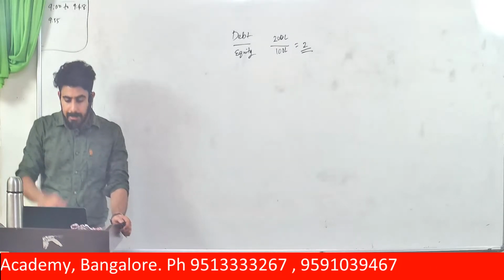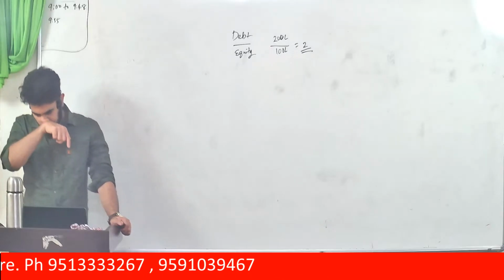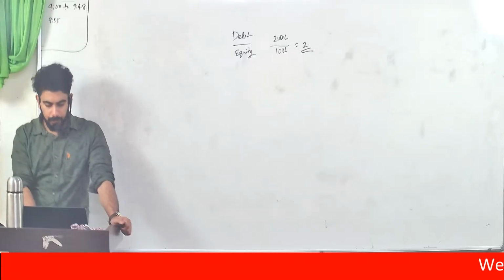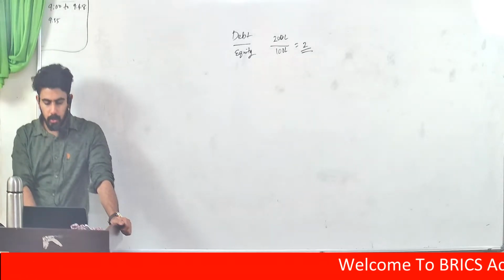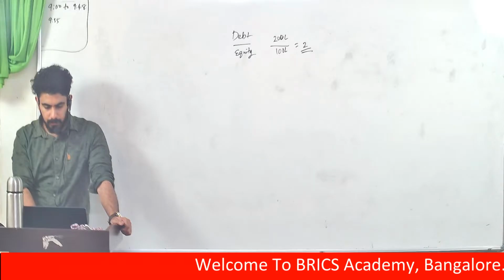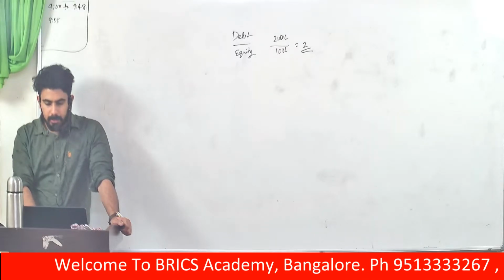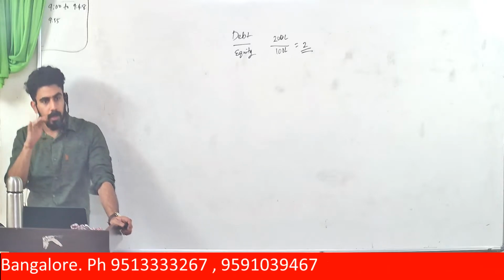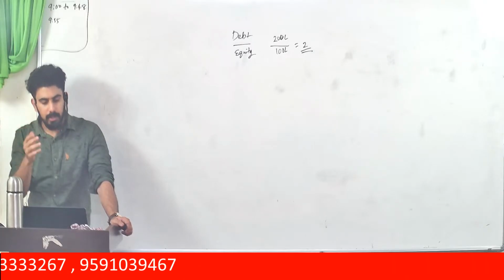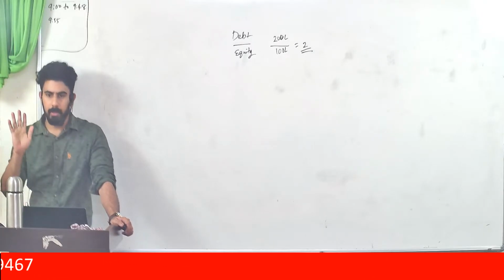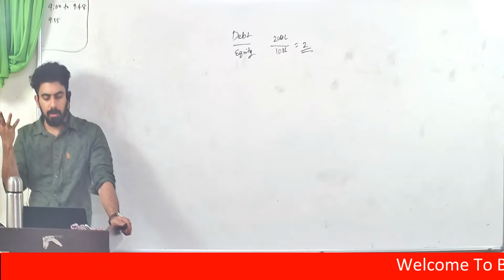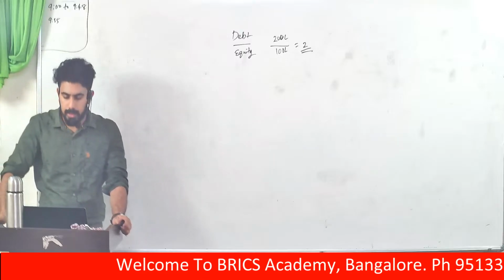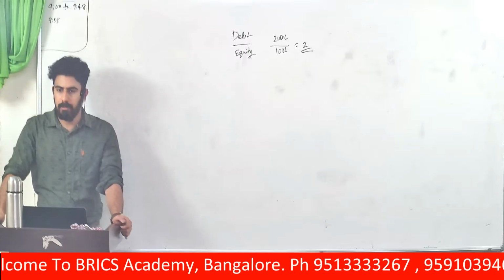The next one, debt to total asset ratio. Guys, if you see a TO in between, always the first one goes above, and the next one below. If you see debt to equity, above will be debt, below will be equity. Here also, debt to total asset. What will be the formula? Total debt divided by total asset.